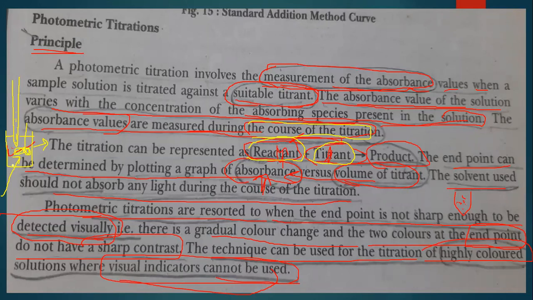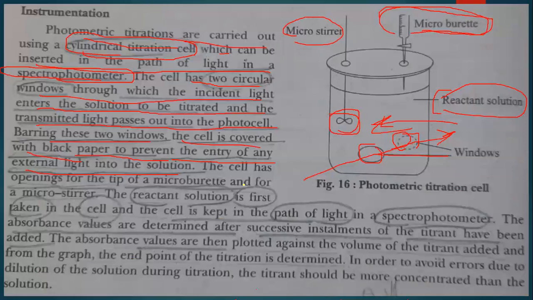Every time you measure the absorbance, at the end you plot a graph of absorbance versus volume of titrant added, by which you can find out the end point of any titration. So this is how the instrument, the photometric titration cell, looks.